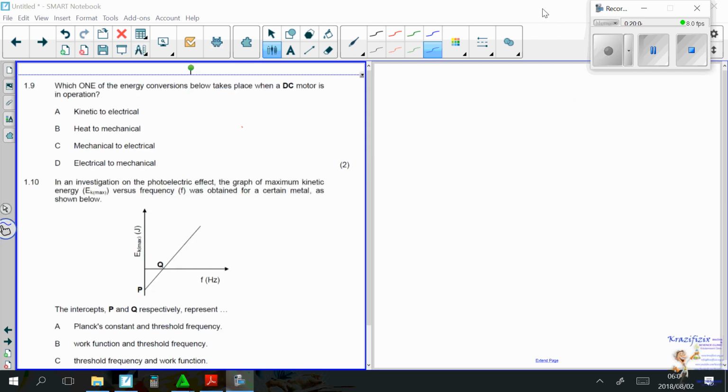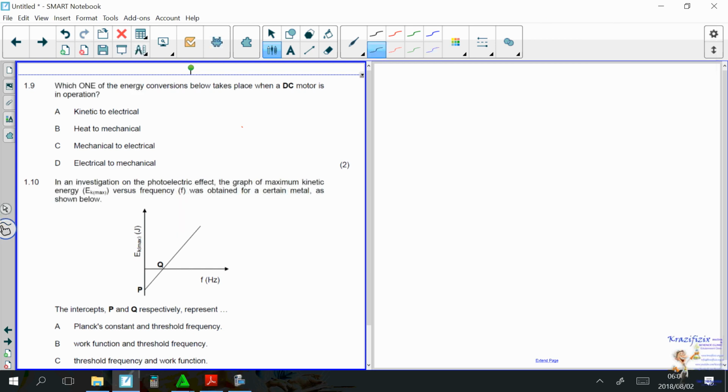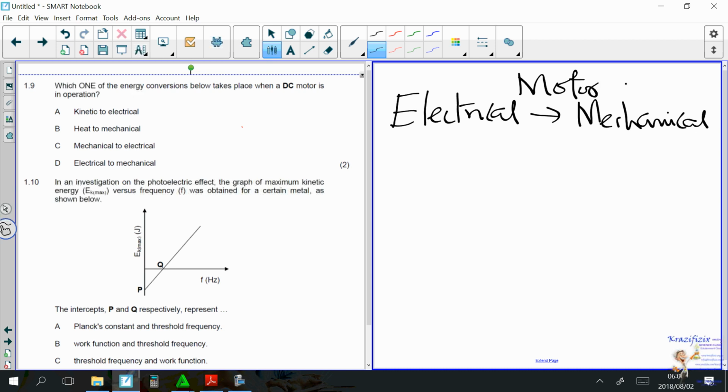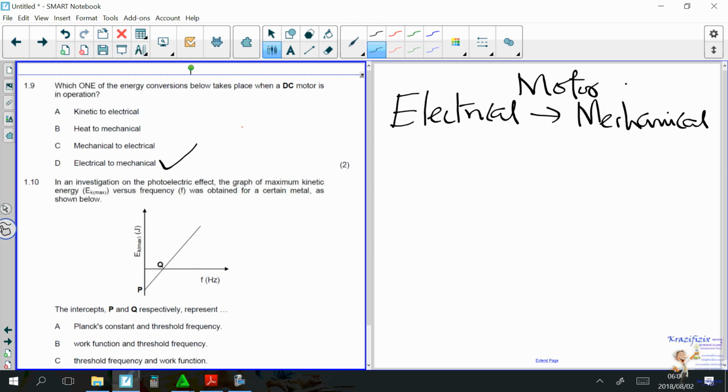1.9. Which of the following energy conversions takes place when a DC motor is in operation? What does a motor do? A motor converts what? Electrical energy to mechanical energy. That's the job of a motor. Now that you must just know quickly. So the correct answer, electrical to mechanical, and you're done. Simple. Get your 2 marks and move away.